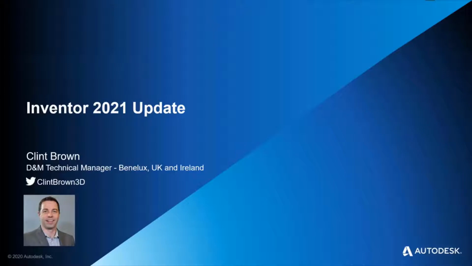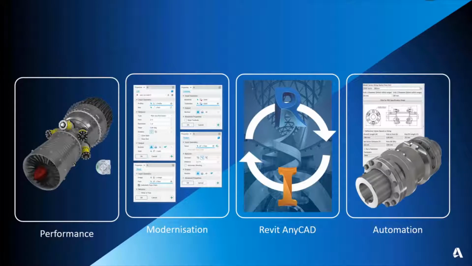I'm Clint Brown, and over the next few minutes I'm going to run you through all of the new features in this really exciting new release. The 2021 release has four major themes. These are performance, modernization, Revit AnyCAD interoperability, and automation.